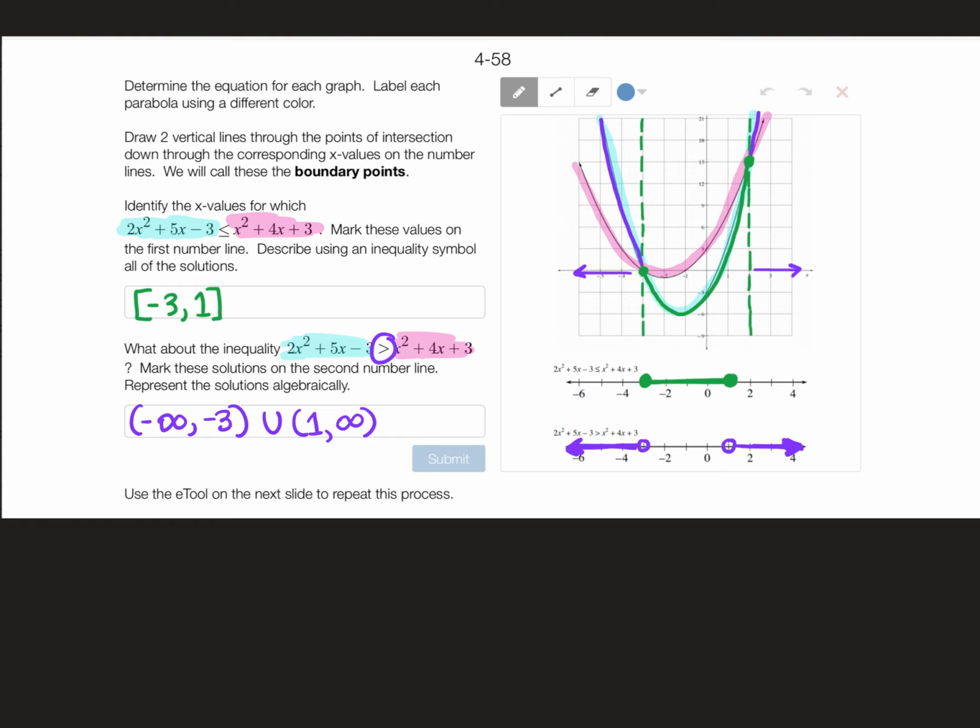Now you're going to use the same process on the next slide, but it just uses an actual Desmos graph. So do the best you can with it. We're kind of repeating this process, just using a graph instead.